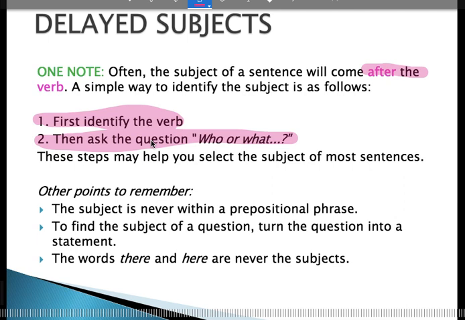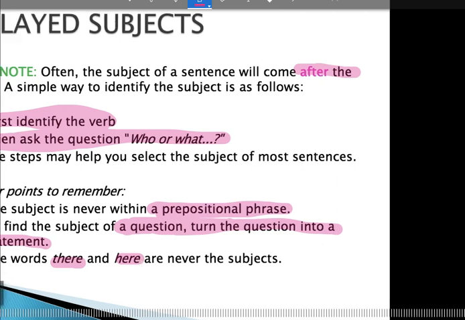in the sentence. So a couple things just to remember, that a subject is never within a prepositional phrase. Remember back when we talked about phrases, a prepositional phrase cannot contain the subject of a sentence. To find the subject of a question, you turn that question into a statement. So instead of trying to find the subject and verb in the question, turn it into a statement. And then finally, the words there and here are never the subjects of a sentence.